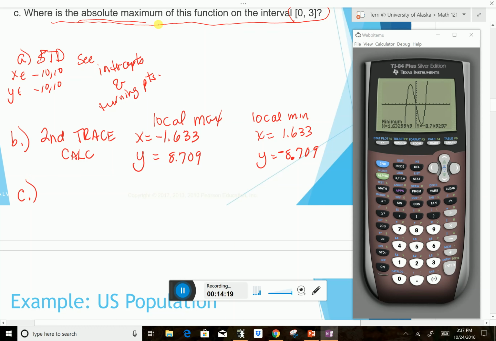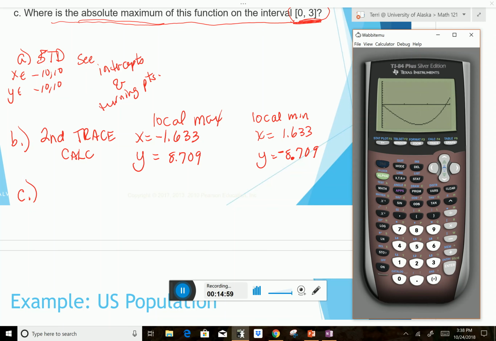Now, where's the absolute maximum of this function on the interval 0 to 3? So I'm actually going to go to my window, and I'm going to change this to 0 to 3 so that I can see what this looks like from 0 to 3. Now, it looks like my maximum is at the very end right here. So I'm going to find out what that point is right there at 3. Because I'm thinking this is 0 right here. So it goes 0. And at 3, it's a little bit higher than that. So that looks like the highest point I'm at.